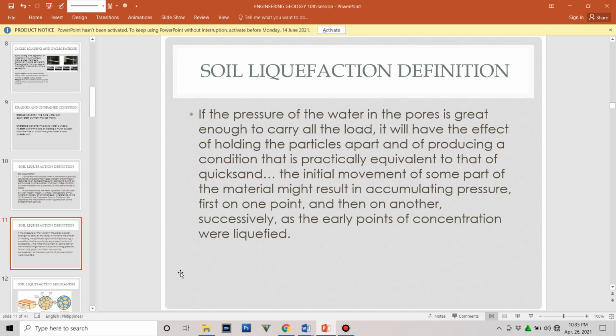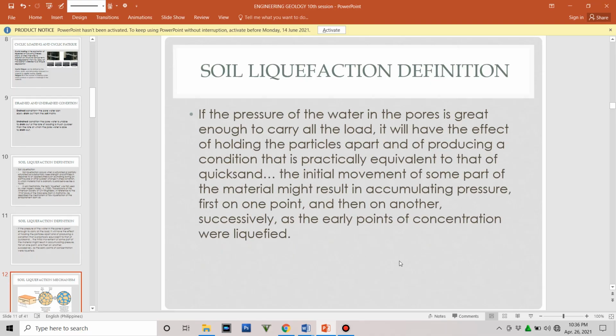If the pressure of the water in the pores is great enough to carry all the load, it will have the effect of holding the particles apart and of a condition that is practically equivalent to that of the quicksand. Alam niyo ba yung quicksand? Yung kumukunoy. The initial movement of some part of the material might result in accumulating pressure, first on one point, and then on another successively, as the early points of concentration were liquefied.